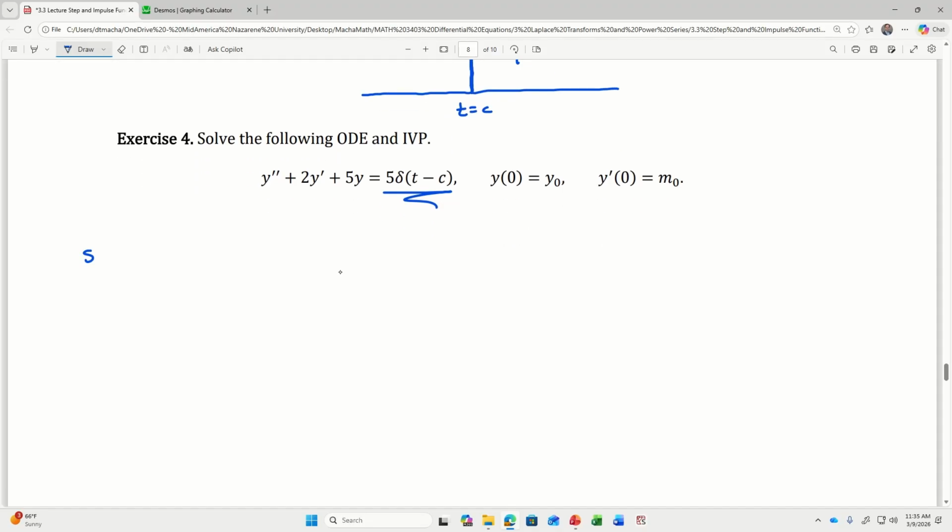Now, we'll have s squared y minus sy0 minus m0 plus 2sy minus 2y0 plus 5y equals, and then the Laplace transform of the Dirac delta function was just e to the negative cs. And this is going to be 5 times e to the negative cs.